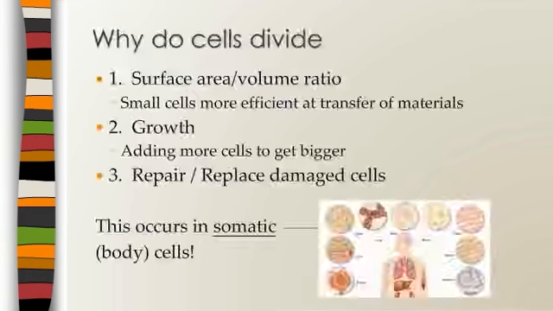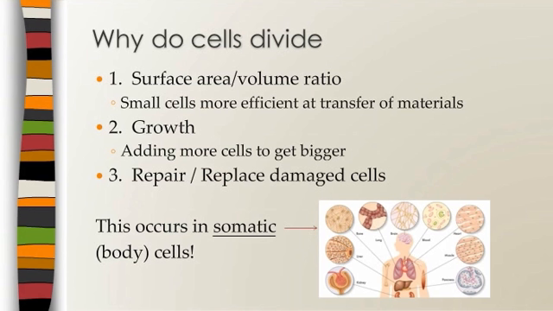The first reason that cells divide, you'll need to write this on your graphic organizer, is to maintain an appropriate surface area to volume ratio. Cells need more surface area than volume so that things can get in and out of them efficiently. So a small cell has more surface area to its volume. Therefore, it's more efficient at transferring materials into the cell, things like oxygen and nutrients, and getting waste products out of the cell than a large cell will be. So this surface area to volume ratio limits the size that a cell can become.